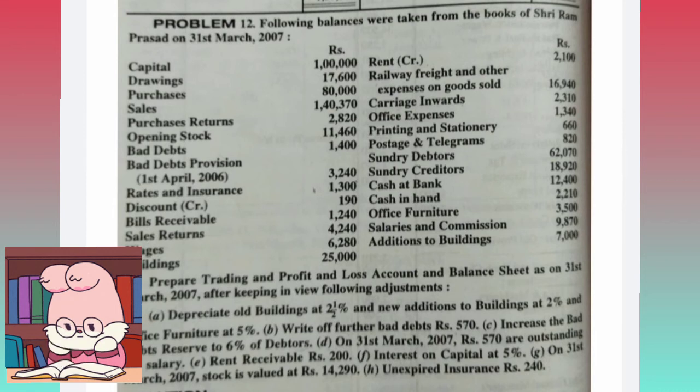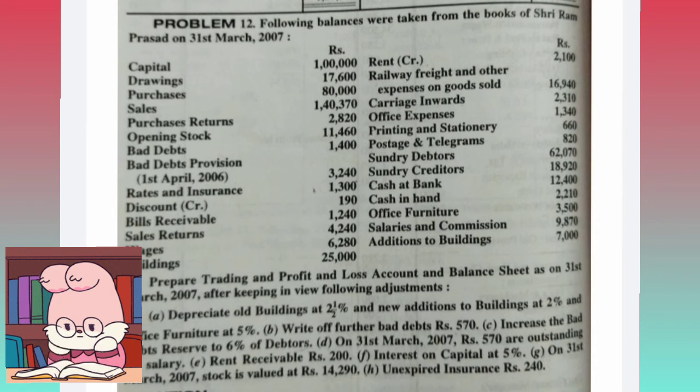Depreciation on old buildings is 2.5%. That is on the balance of 25,000, you have to take depreciation of 2.5%. And on new additions, that is 7,000, which they have given at last as additions to building, you have to take 2%. And on office furniture, 5% depreciation.